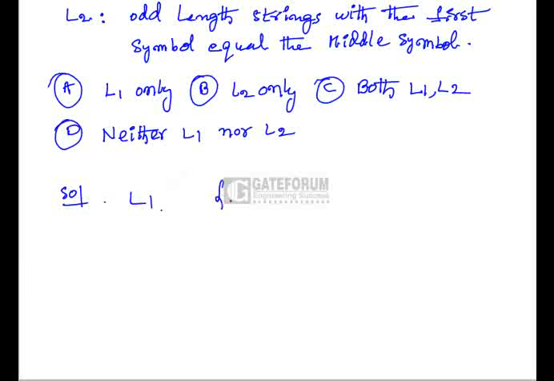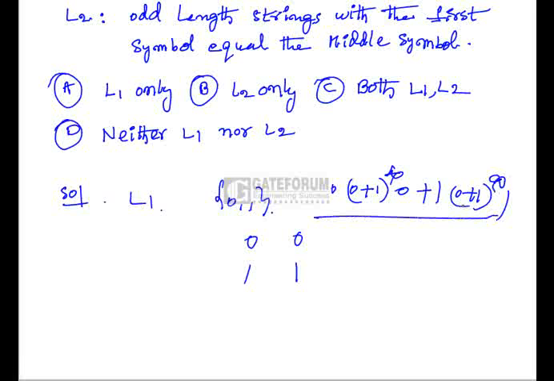Actually the alphabet is {0, 1}. For example, if the last symbol is 0, the first symbol should be 0. If the last symbol is 1, the first symbol should be 1. That means we can have a regular expression like 0(0+1)*0 + 1(0+1)*1. So L1 is a regular language.